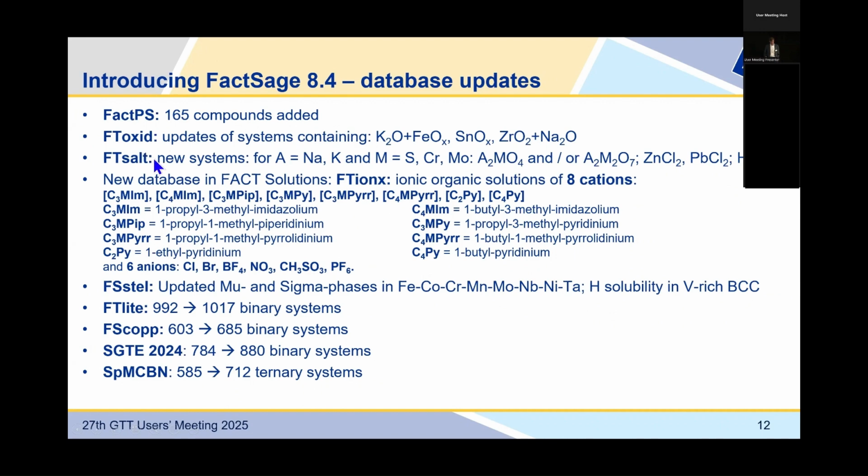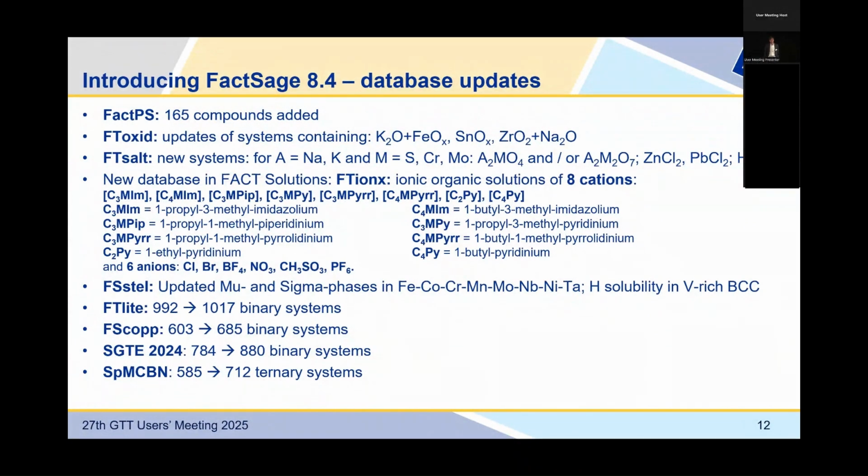The FTsalt database gets two new liquid solution phases. One is covering the sulfates, chromates, and molybdates, as expressed in this complicated way: A2MO4 and A2M2O7, where A is sodium or potassium and M is sulfur, chromium, or molybdenum. And there is another part describing zinc chlorides, lead chlorides, and mercury chlorides.